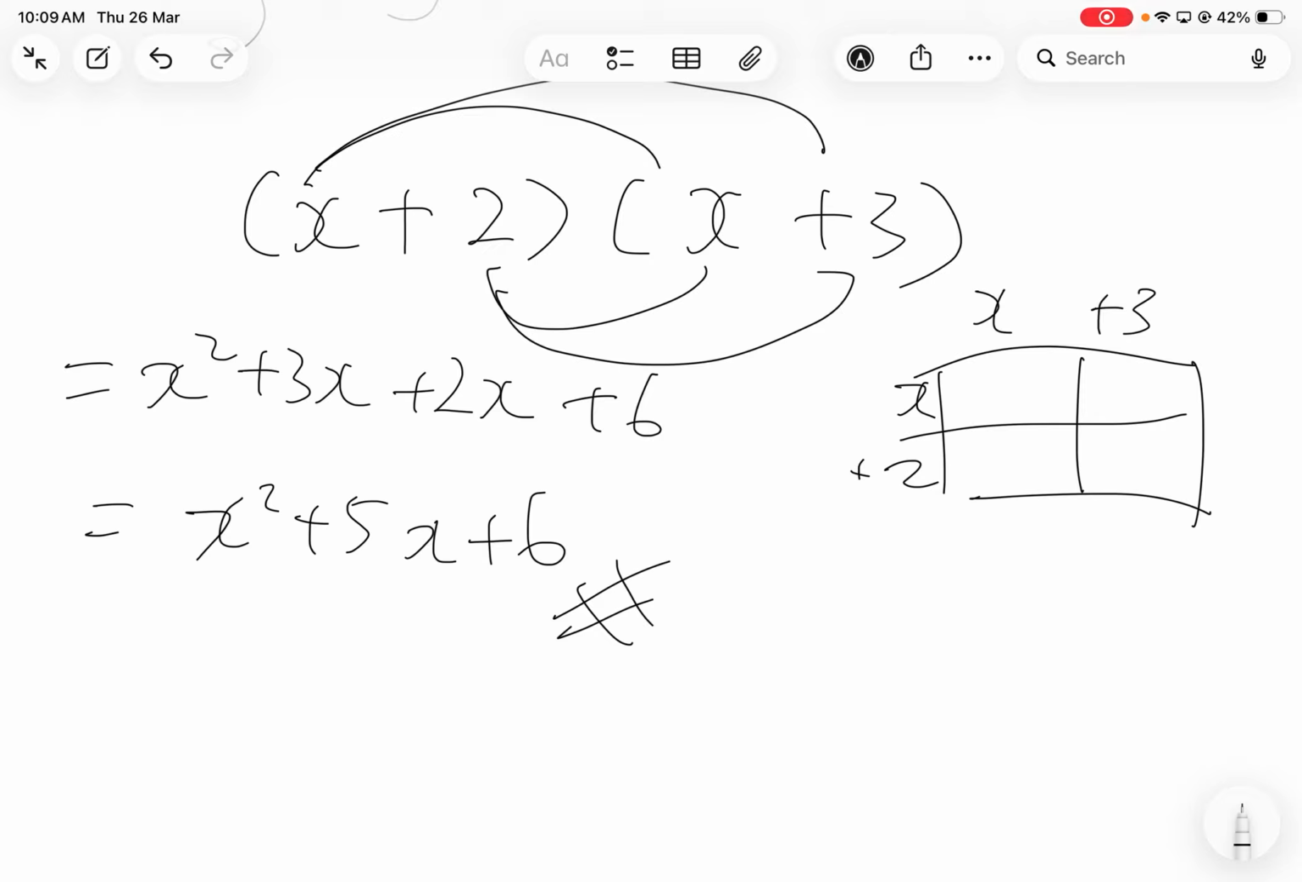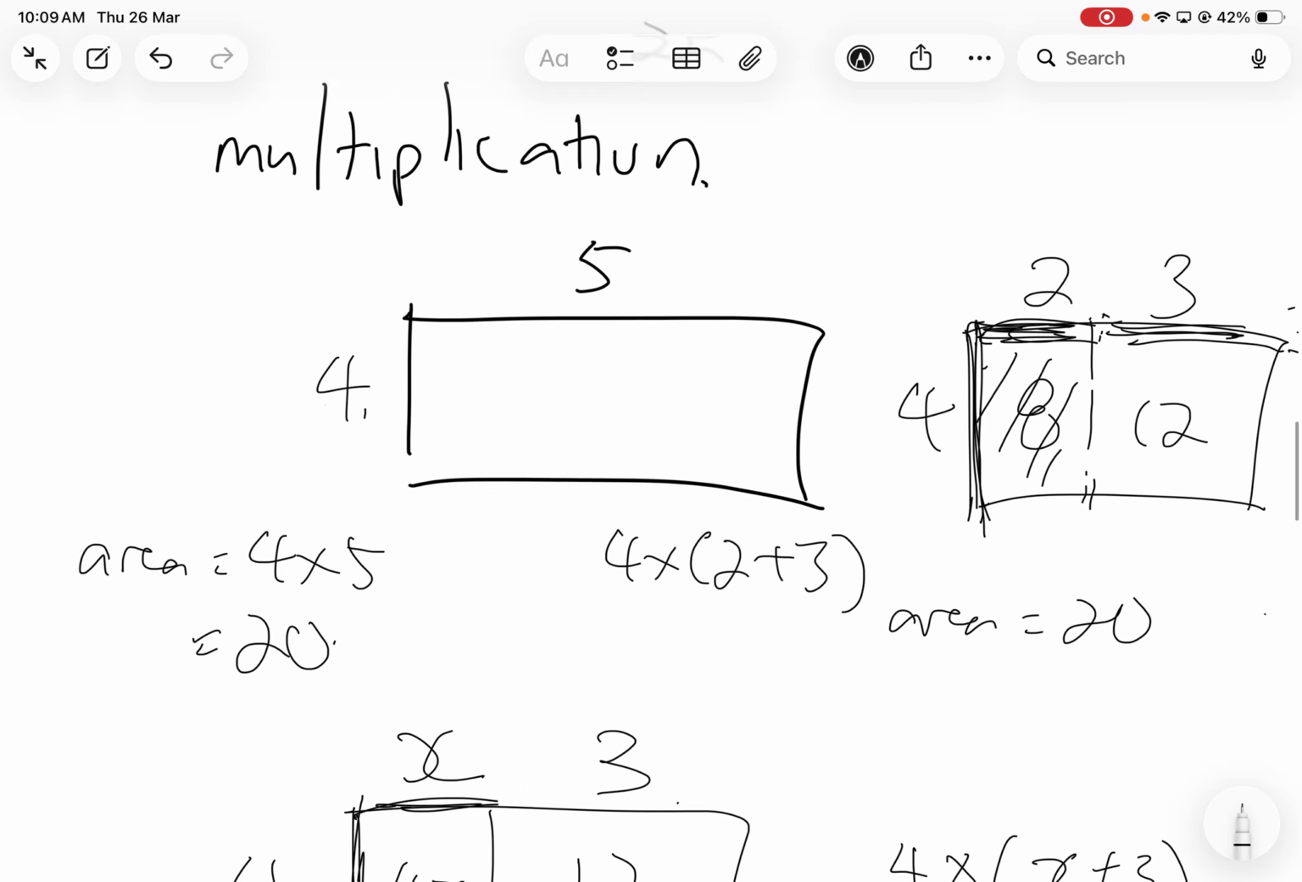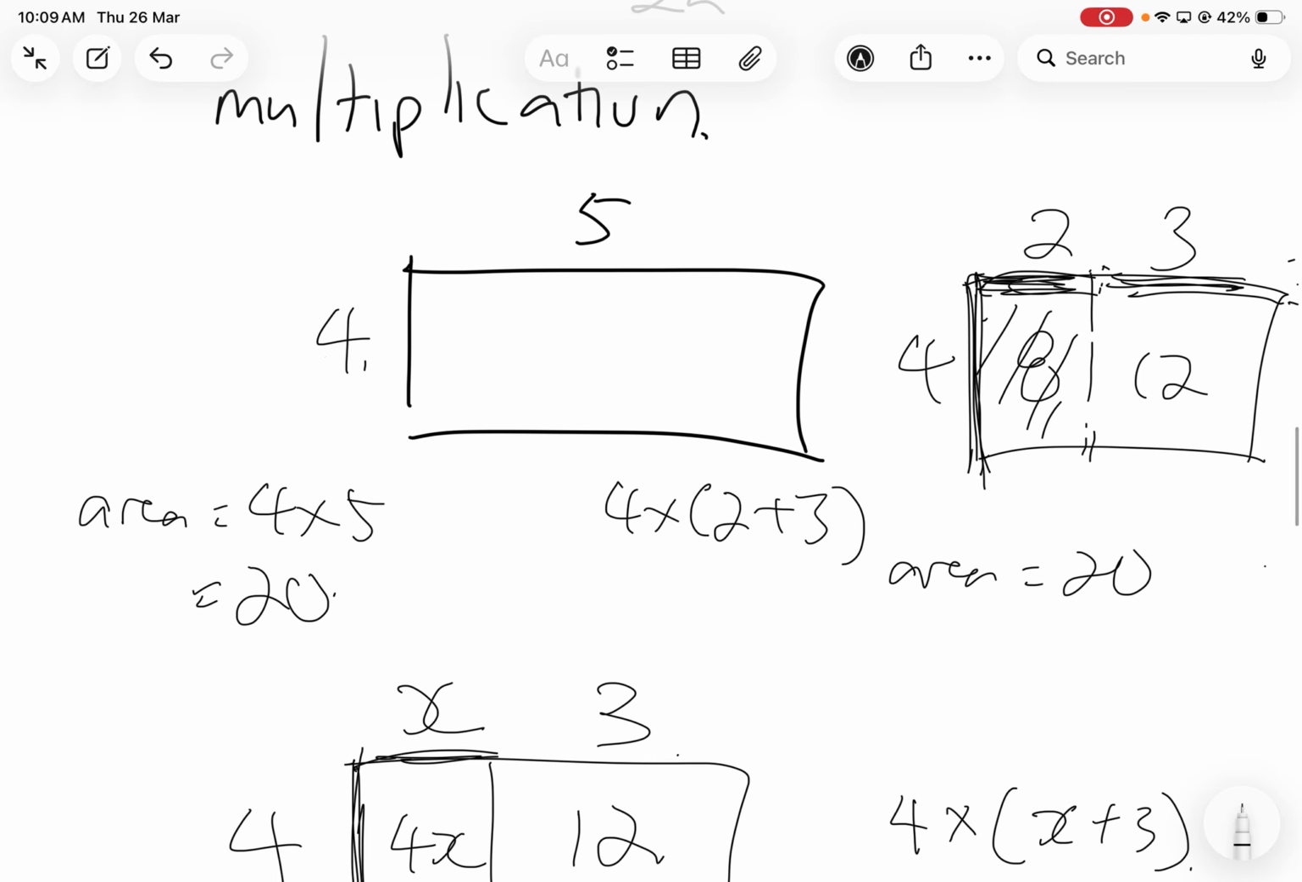Okay? So this is a basic multiplication that you all must know. When I have a bracket followed by a bracket, it is actually a multiplication. Then it goes back to as simple as that. Multiply to get your area. Okay? Can?